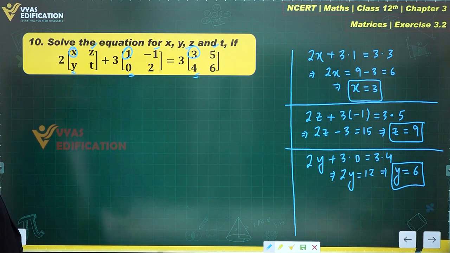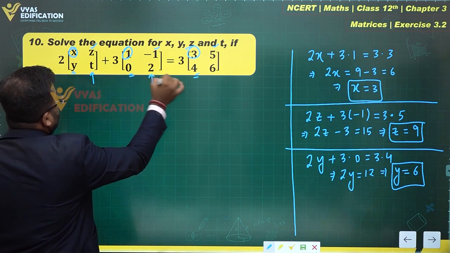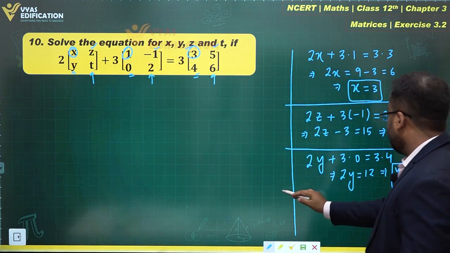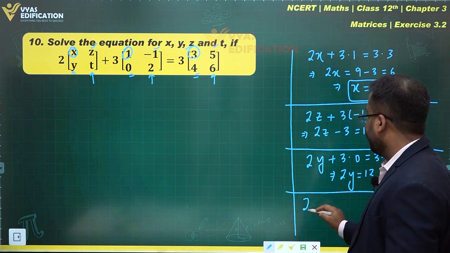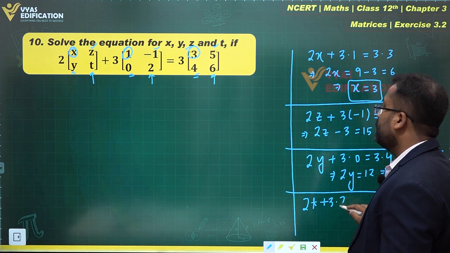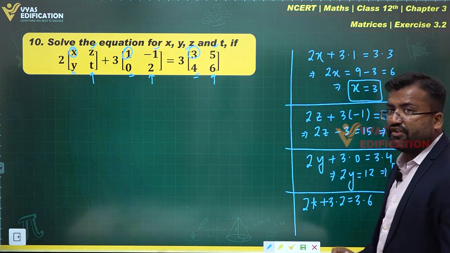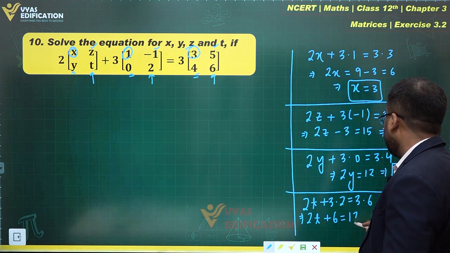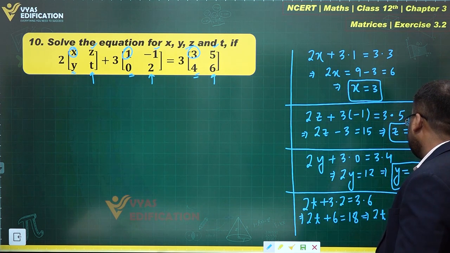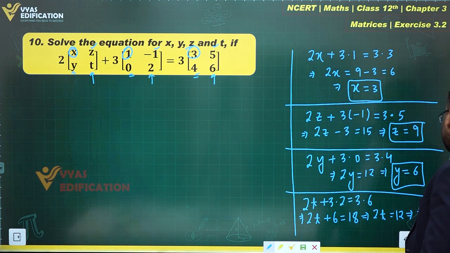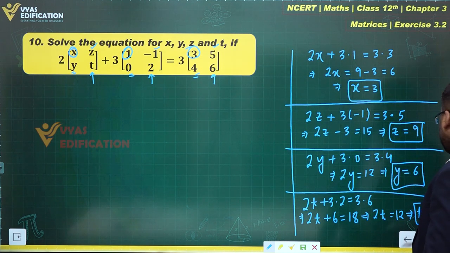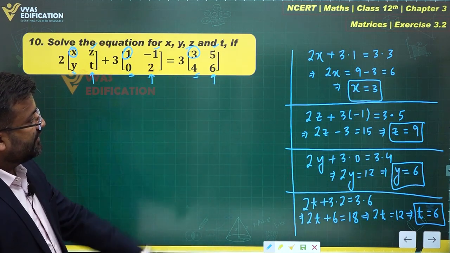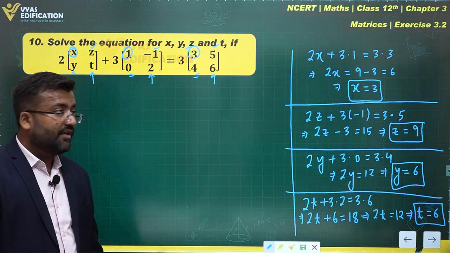What next? Let's compare this element next. This is what remains. Let's try to compare this element as well. Yes. So this element would be 2t plus 3 times 2 is equal to 3 times 6. That's what you have in the RHS, right? So this is 2t plus 6 is equal to 18, or 2t is equal to 12. Implies t is equal to 6. T is simply equal to 6. That's what you have, right? And those are the values of x, y, z and t, as you can see over there.